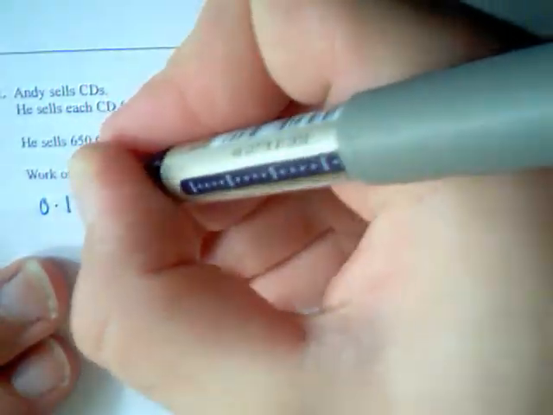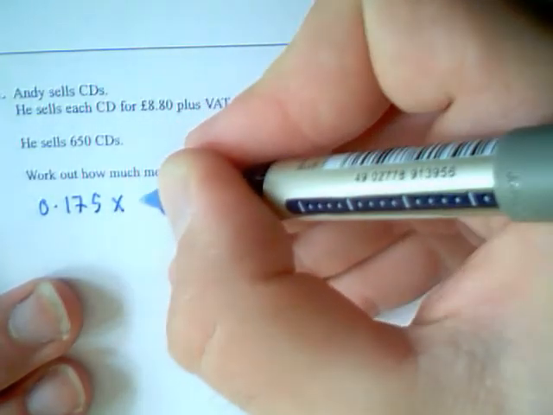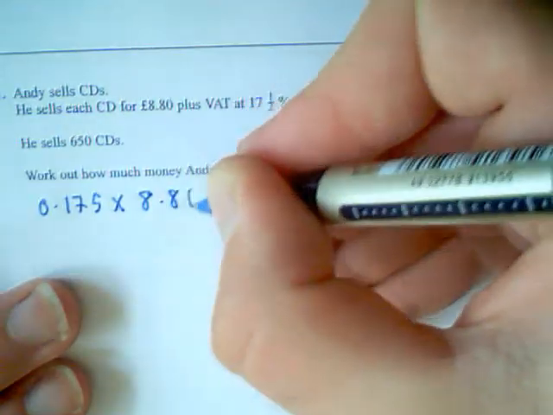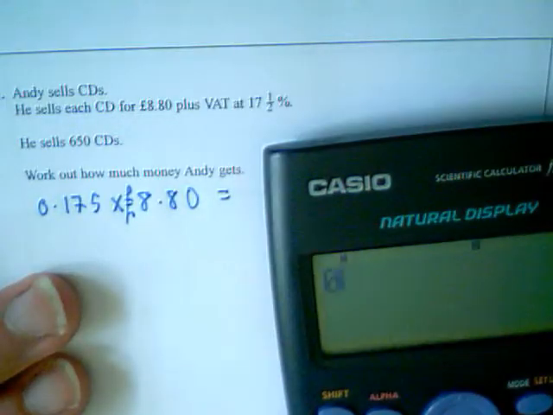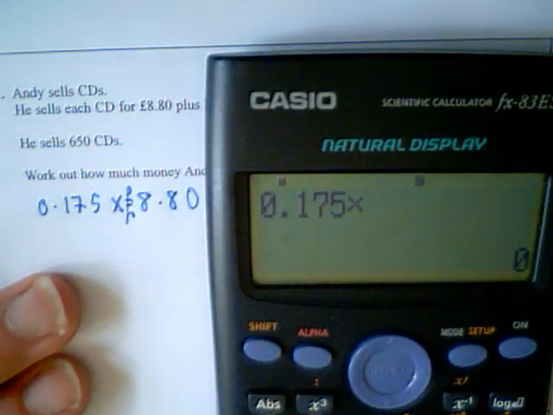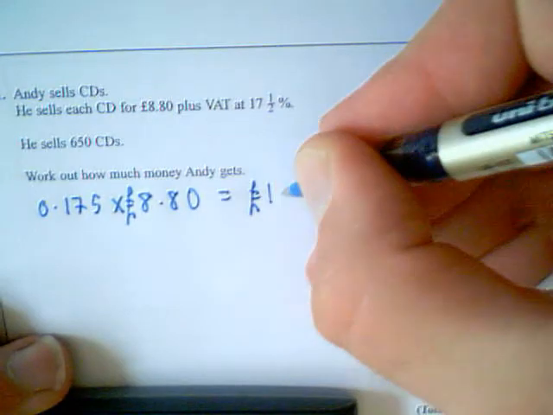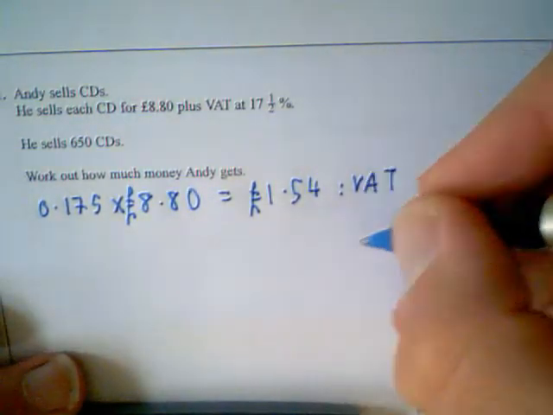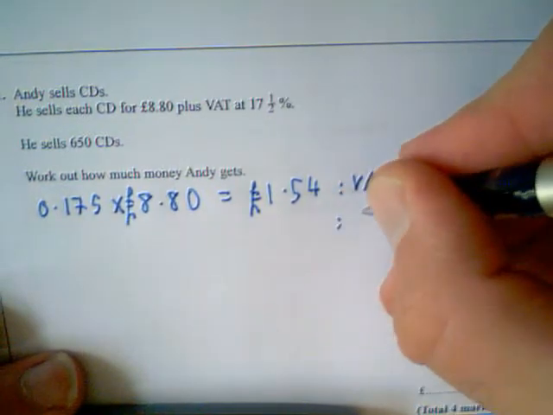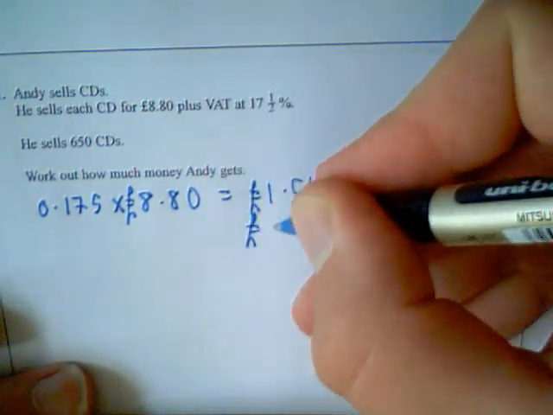So what we do is we just do 0.175, which represents 17.5%, times £8.80, which is then £1.54, and this is the VAT. We then have to add this £1.54 to the CD, so this is then £8.80.